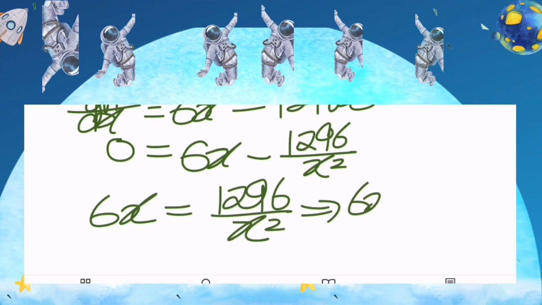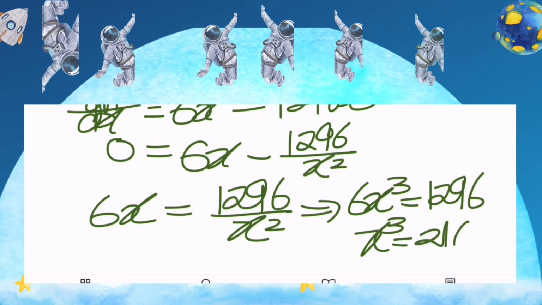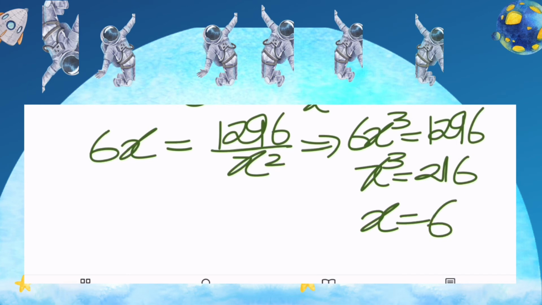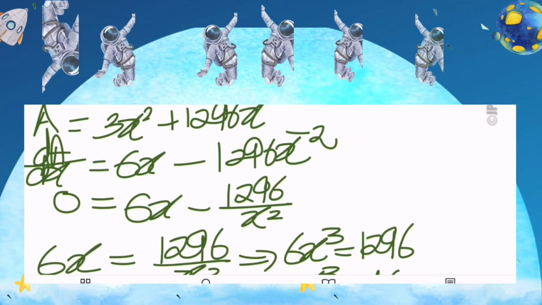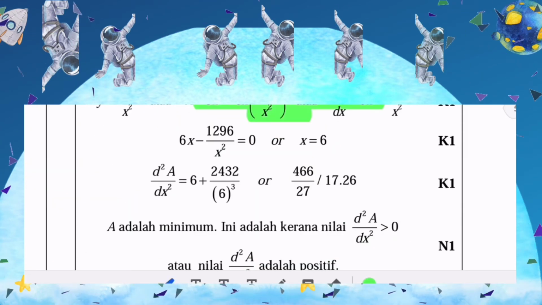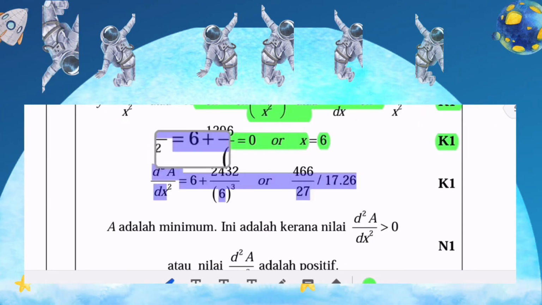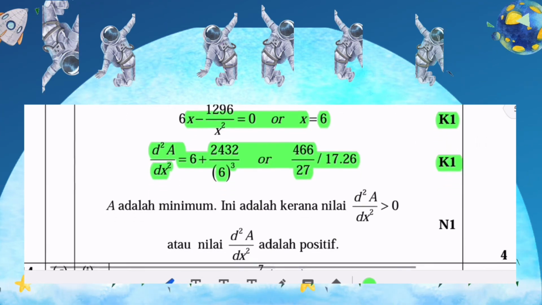So hence we can solve for x by letting 6x equal to 1296 over x squared, and 6x cubed equal to 1296, and x cubed equal to 216. Hence x is equal to 6 centimeters. So we have got the x, which is 6 centimeters. Now we need to show that this is a minimum area when x equal to 6.